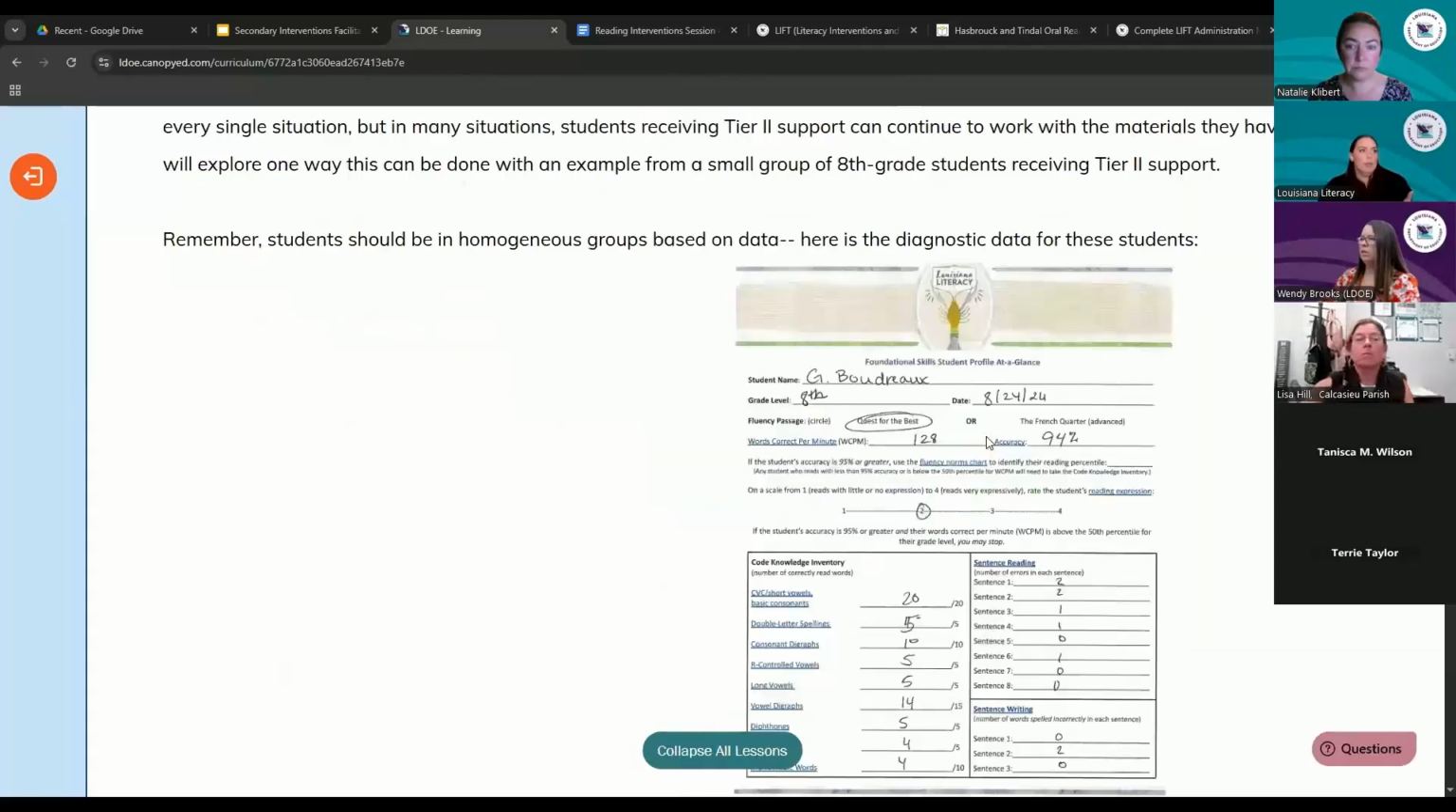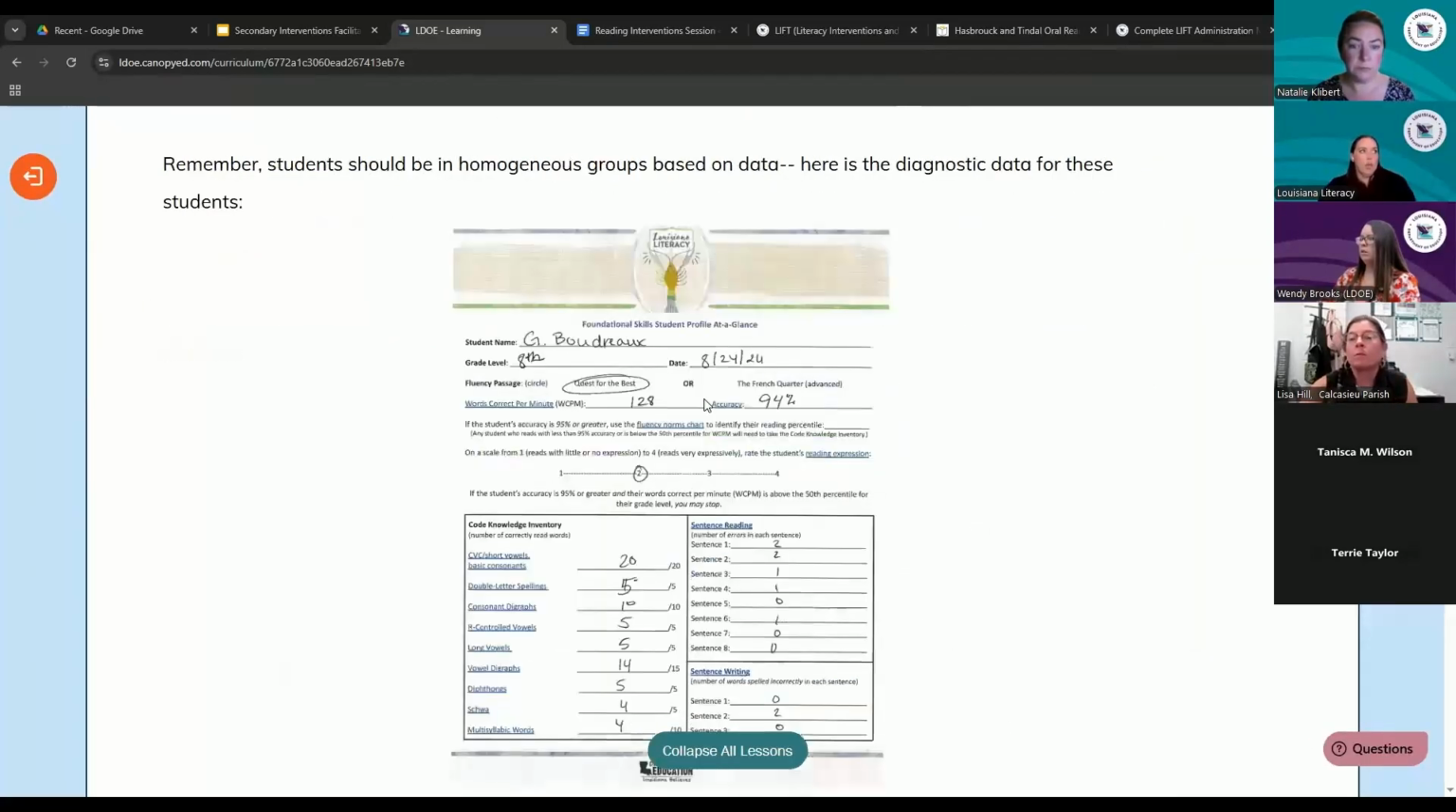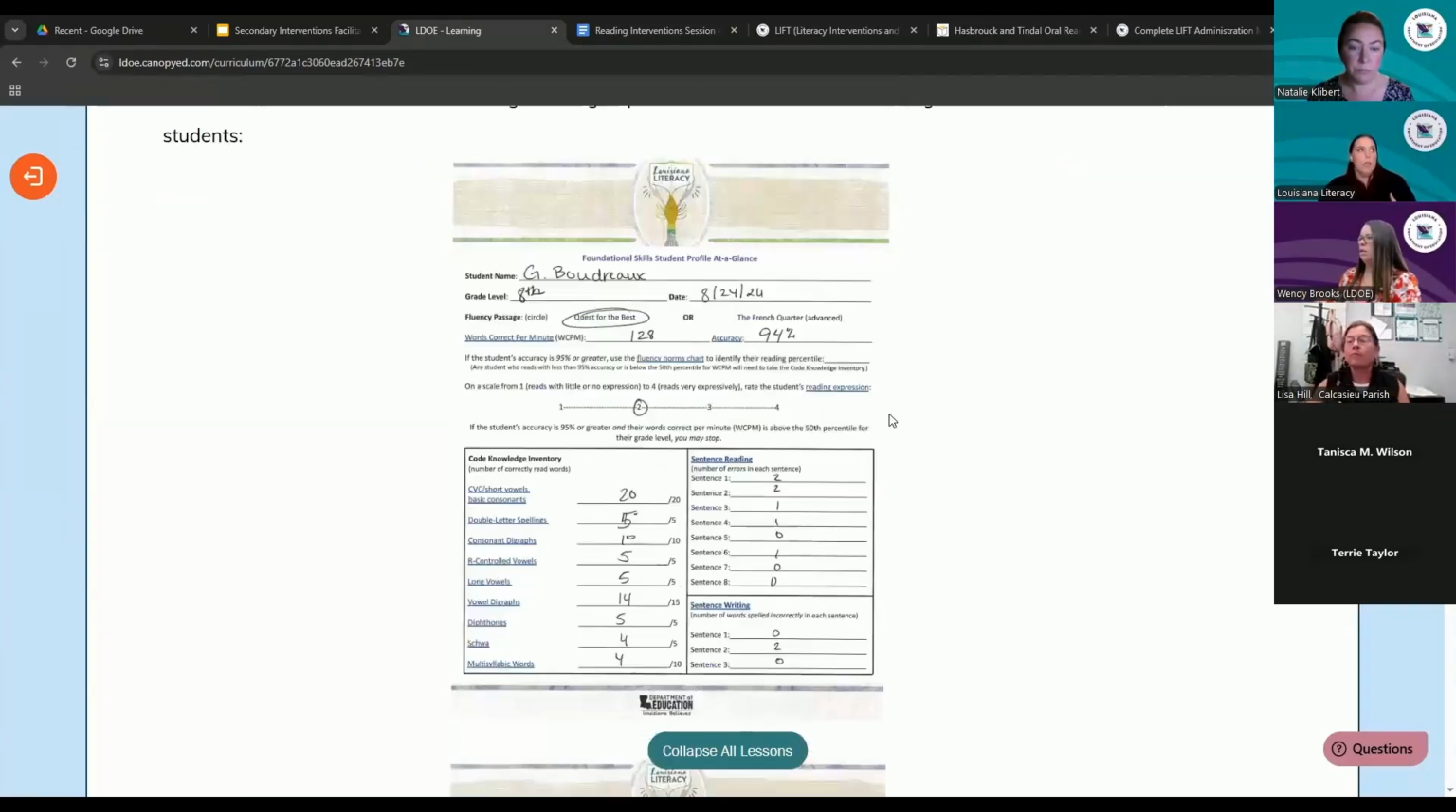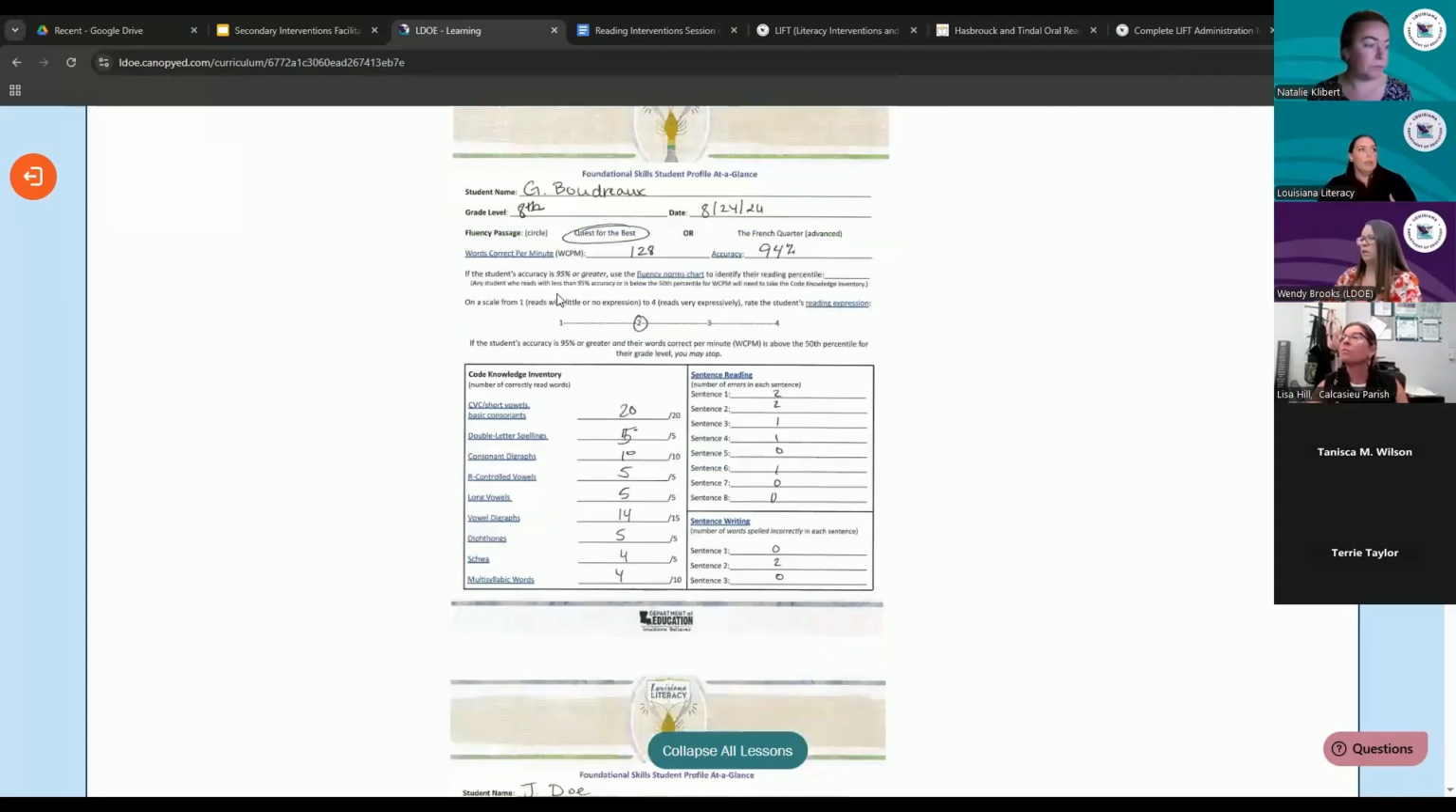We see that this student was reading 128 words correct per minute. When you click on this accuracy thing, it'll give you this tool to figure out what their percentage of accuracy was. So they're at 94% accuracy. And then their expression, we have a chart in here that helps you rate their expression. They were reading at about a 2 out of 4. Because they were not scoring 95% or greater with accuracy, up here we said 94%, we needed to go ahead and give them that code knowledge inventory.